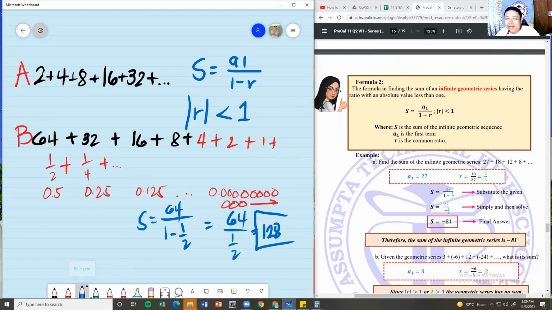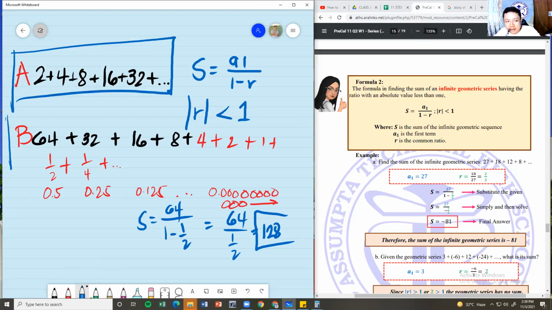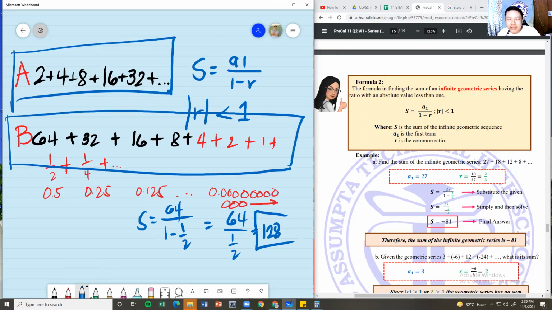And I believe you already noticed that, because your classmates knew that it's B which has the sum and not A. Let me see in the chat box, please explain. How will you know if the infinite geometric series has a sum? Game, this might come out as an essay question in the periodic exam. How will you know if the infinite geometric series has a sum? Go, type your answer in the chat box.